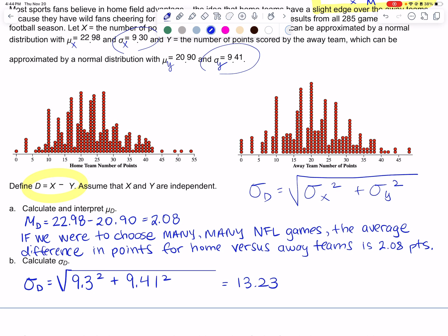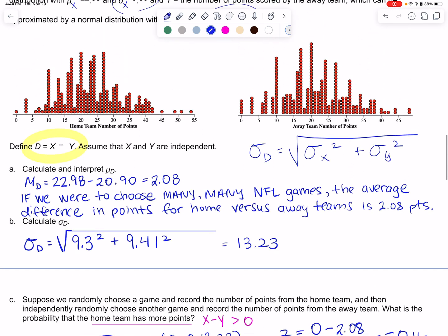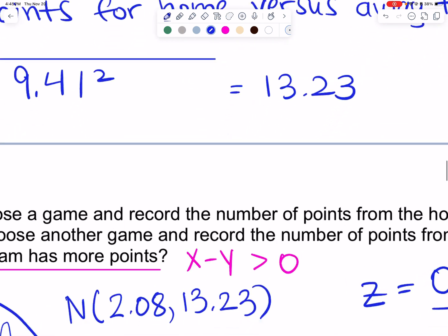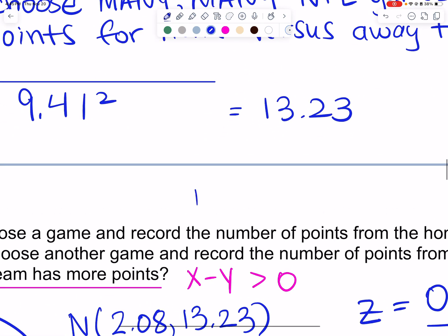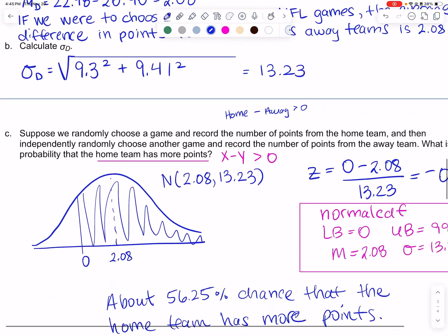I get 13.32. The last thing it asks me to do is to find the probability that home is bigger than away. Home bigger than away is basically saying home minus away is bigger than 0, which means home scored more than away did. So I'm going to create a model where it tells me the mean. We figured the mean in part A was 2.08. We found the standard deviation in part B was 13.23.